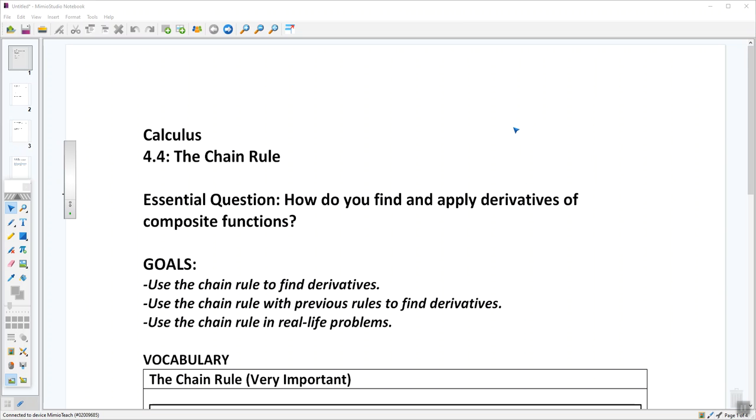All right, guys, 4.4 is titled the chain rule. Volunteer want to read the essential question there today at all? How do you find and apply derivatives of composite functions?